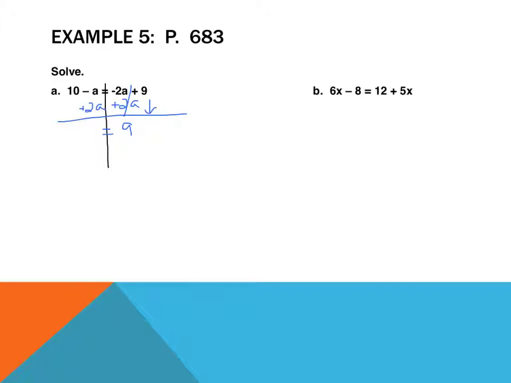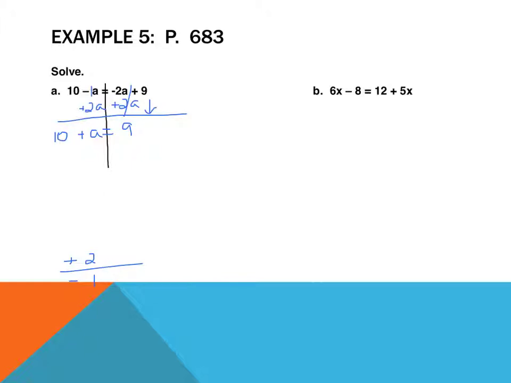10 does not line up with anything, so I'm going to bring down my 10. And then negative 1a plus 2a, so -1 and +2. I have $2, I spend 1, that gives me 1a left over. Remember, I do not have to write that 1 in there.